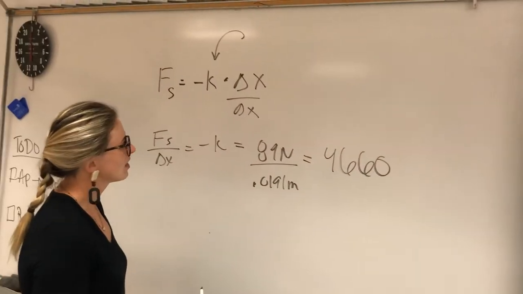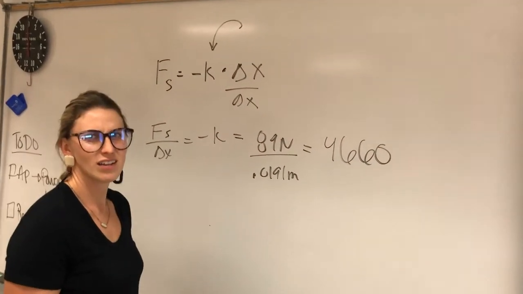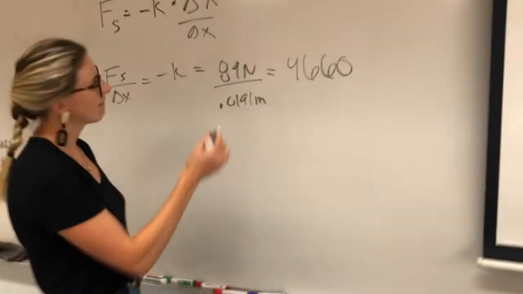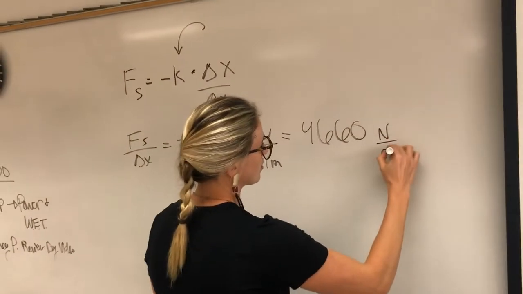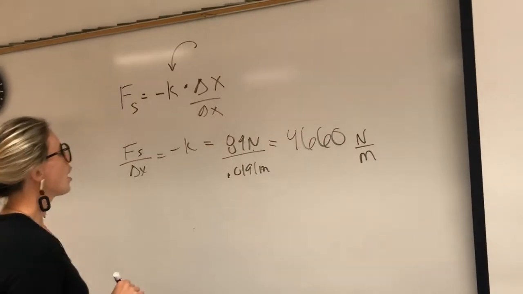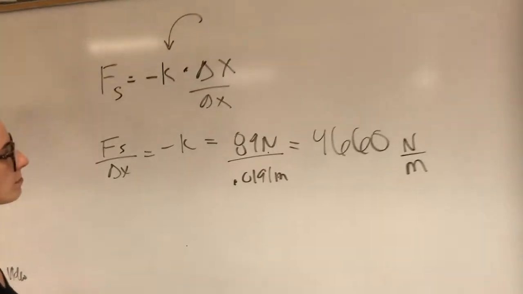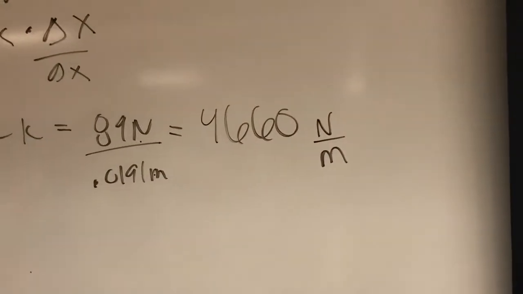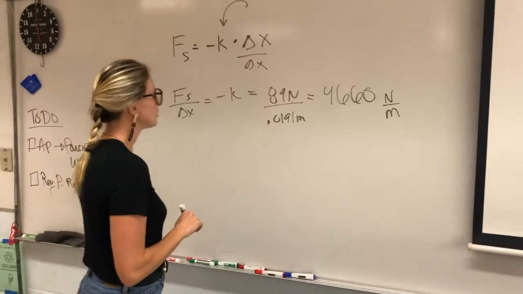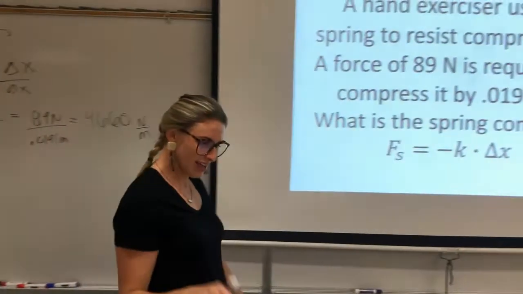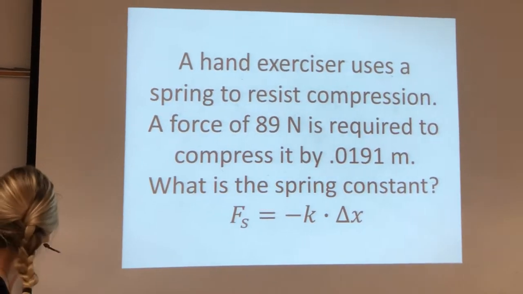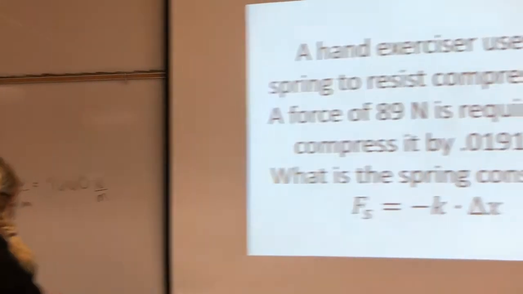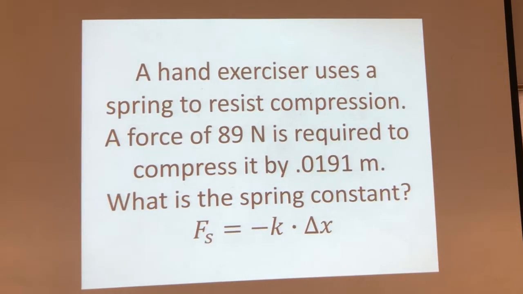What would the units be? Well, it's a constant, right? It would be the same as what you got on the equation there. Newtons over meters. So if you want to stretch that thing out 1 meter, you've got to put in 4,660 newtons. And again, that negative: whatever direction the displacement of the spring is, the force is in the opposite direction. That's what that negative means.